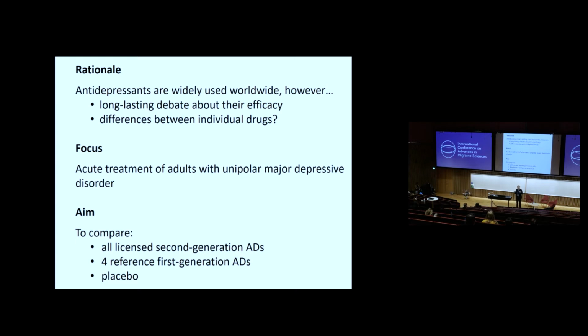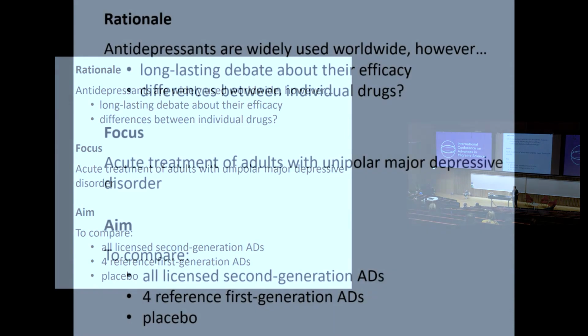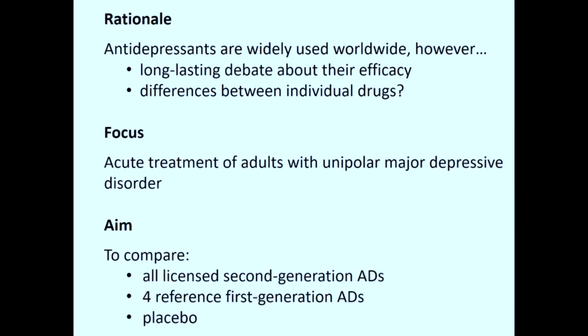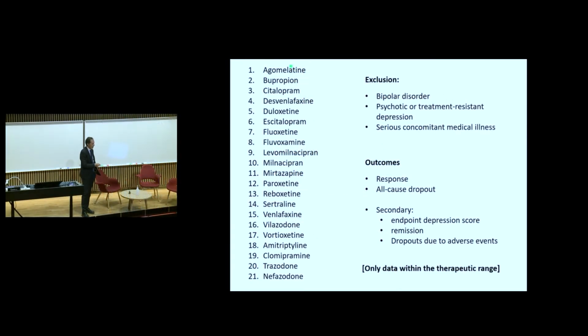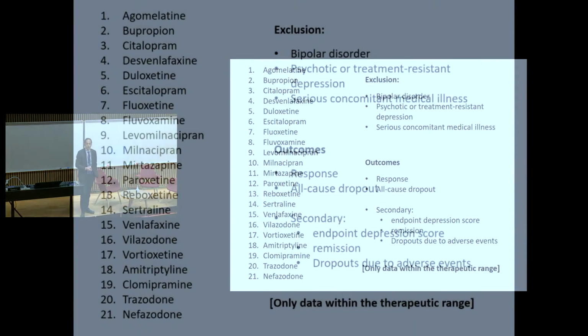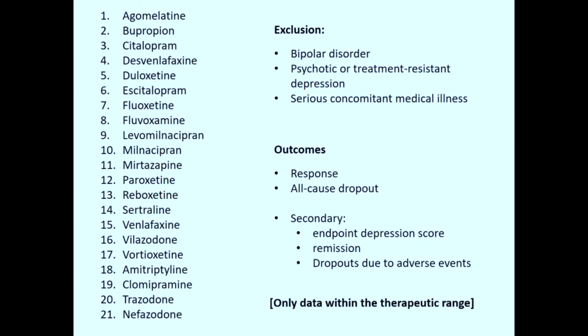When we do a network meta-analysis, all this has to be explained and detailed in the protocol, because then I can follow the pathway in terms of selection of interventions, which is a key element, because depending on the network, the results can be different. So this is the list of the 21 drugs in alphabetical order, the second-generation antidepressants, from agomelatine to vortioxetine, amitriptyline, clomipramine, the 2 WHO drugs, and as I said, trazodone and nefazodone. We exclude bipolar, psychotic, and concomitant medical illnesses because of the comorbid treatment.